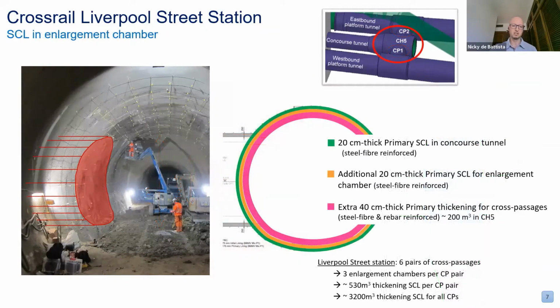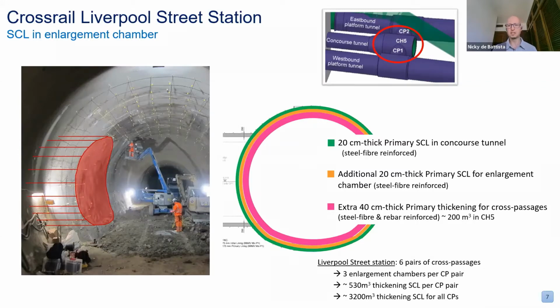So in cross section, the pairing tunnel looks like this in schematic fashion. You've got the nominal primary lining, which is 20 centimeters, and this is thickened with various layers to a total of 80 centimeters in total thickness. And this is steel fiber reinforced sprayed concrete with additional rebar in the case of the final thickening layer.